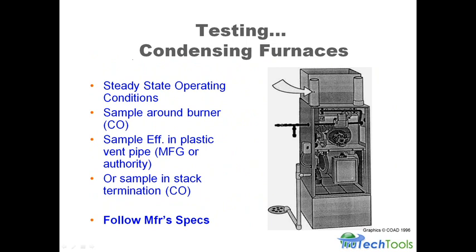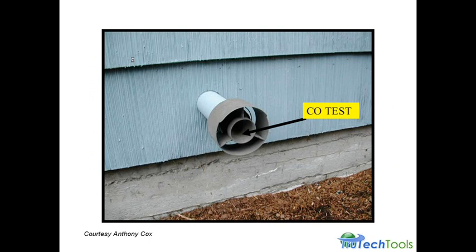So if you don't know, ask. If you can't get a good answer, well, then do what you think is right. But if we're talking a metal flue pipe, you're going to seal that hole up with high temperature RTV, probably the best thing to do. All right, so you don't want to leave that hole open because it'll vent flue gases into the house. You're going to CO test outside if at all possible.